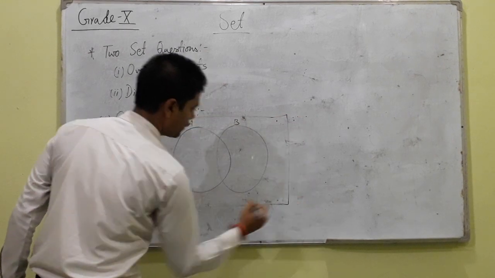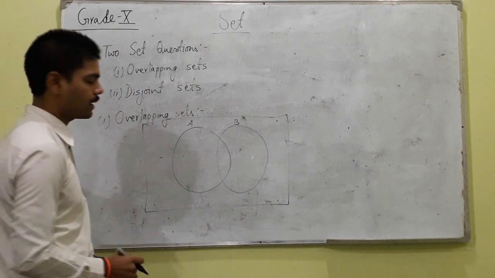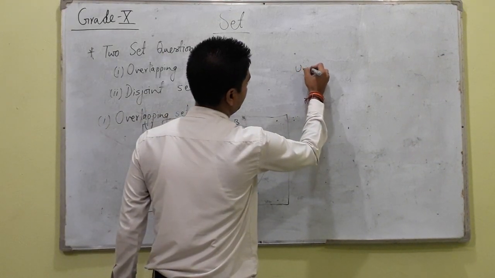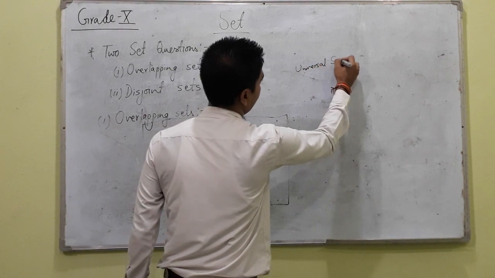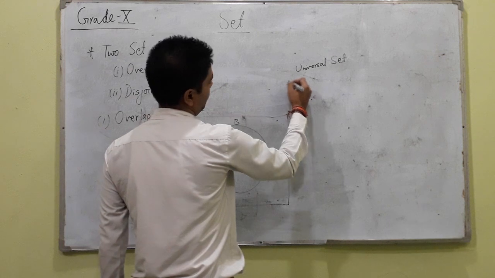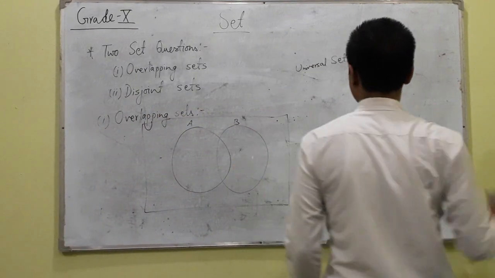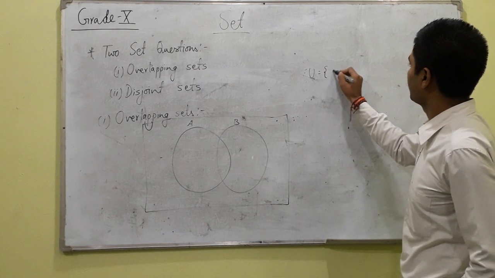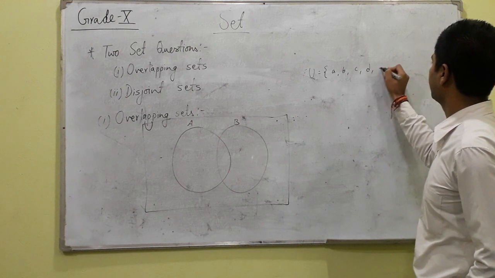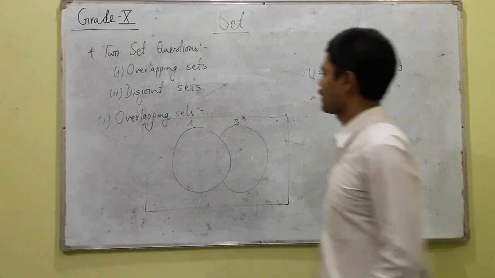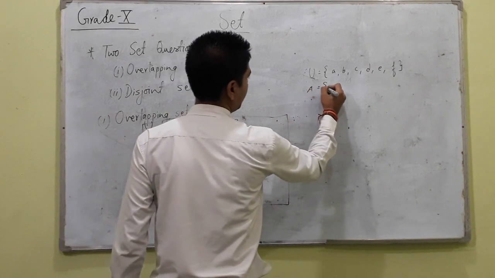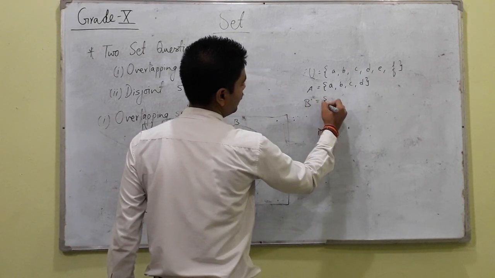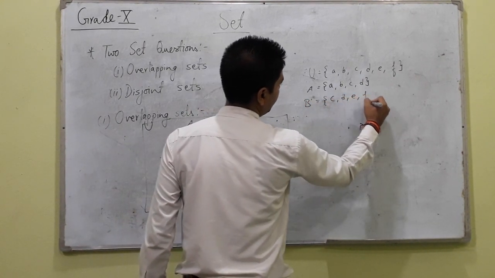This figure we are making is called a Venn diagram. U denotes the universal set. For an example, you can take the universal set U equals A, B, C, D, E, F. Now the elements in A are A, B, C and D, and the elements in B are C, D, E and F.